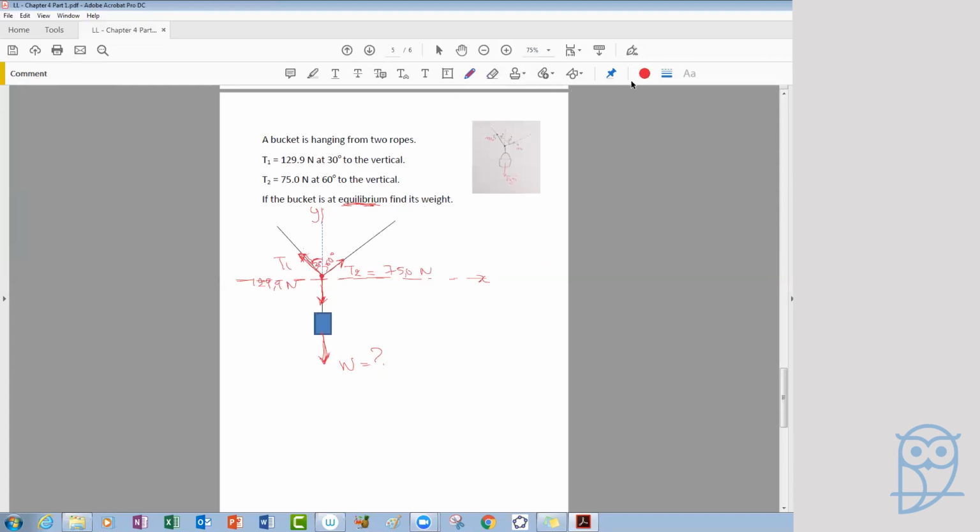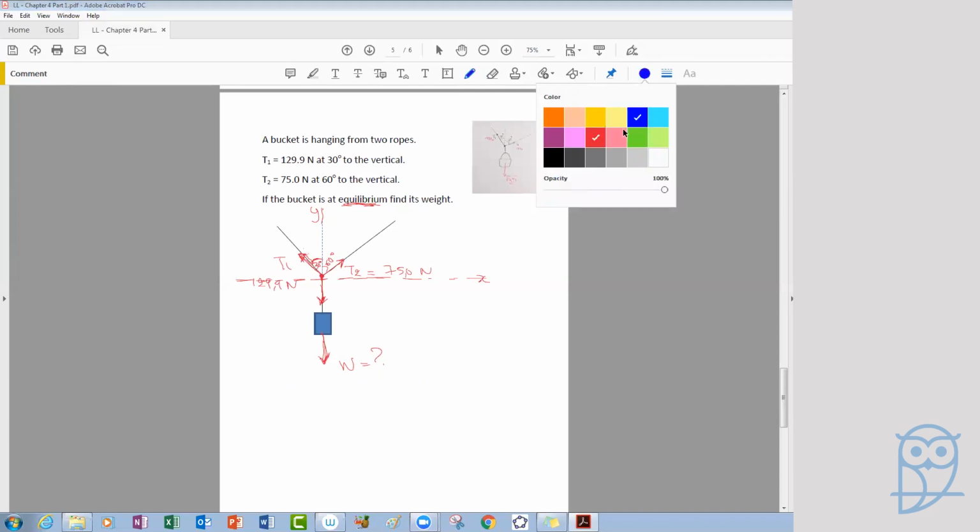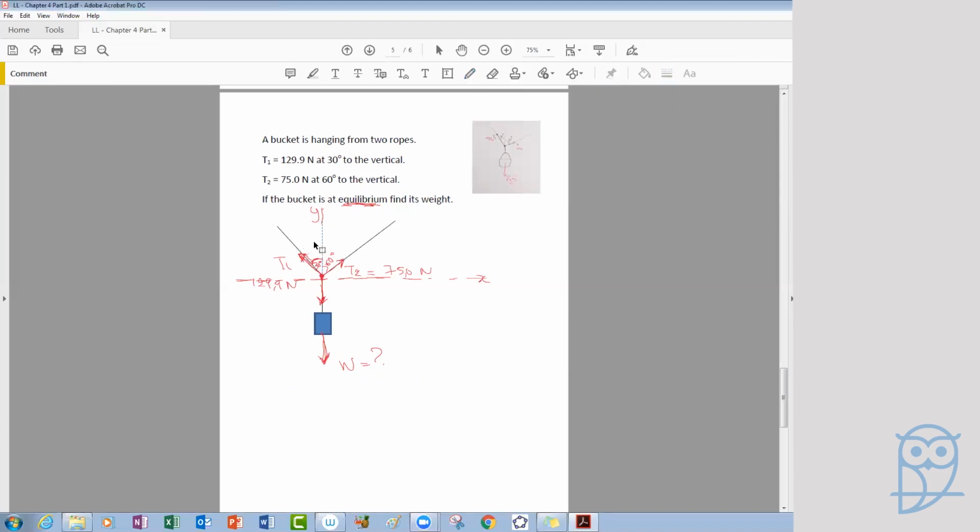Let's take the components of the T1 first. Its Y component, let's call it T1 times cosine 30 degrees, because you see it's adjacent to this 30 degrees, and adjacent sides are associated with a cosine. The X component along the X axis will be this one, and this will be T1 sine of 30 degrees.